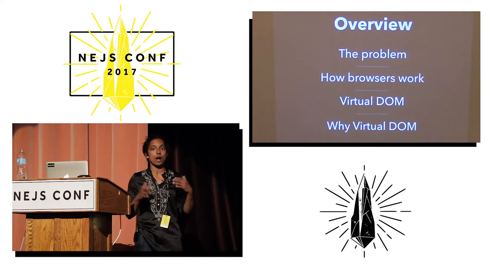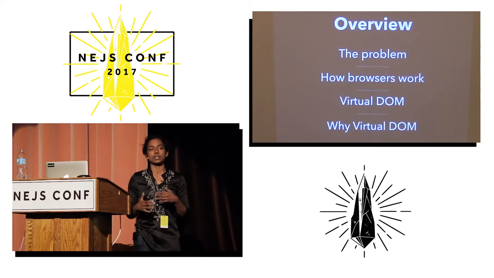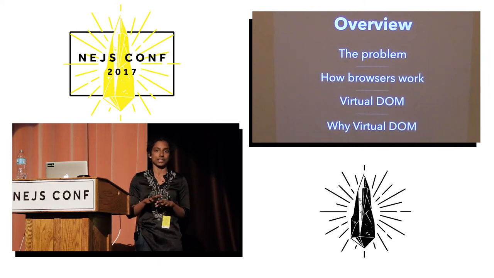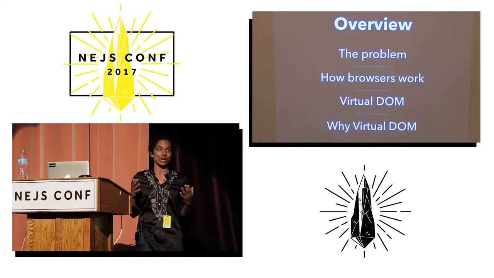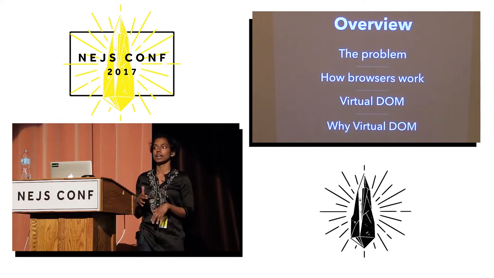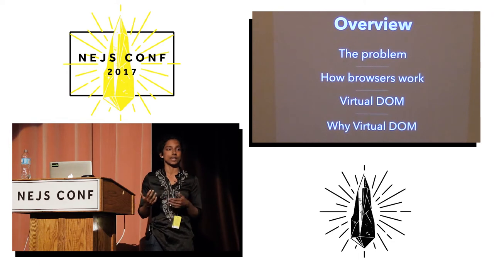We're going to be talking about the problem of how browsers currently render state. Then we're going to dive into how browsers actually render and how that works. Then we'll talk about virtual DOM, which is the meat and potatoes of this talk, and why virtual DOM is a compelling way of how we can render state on the browser.